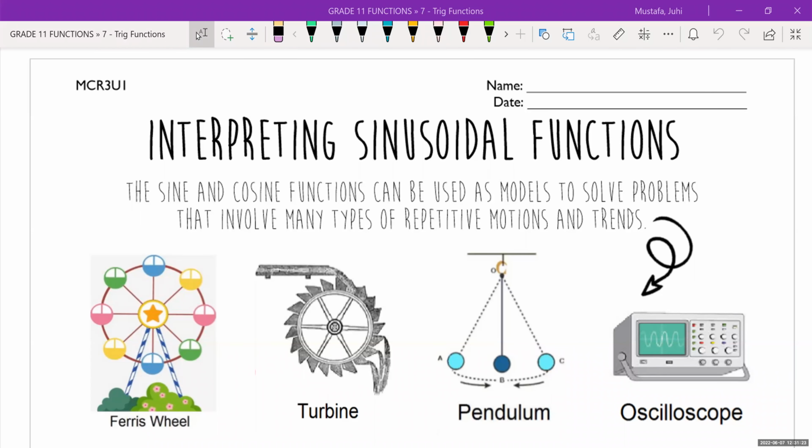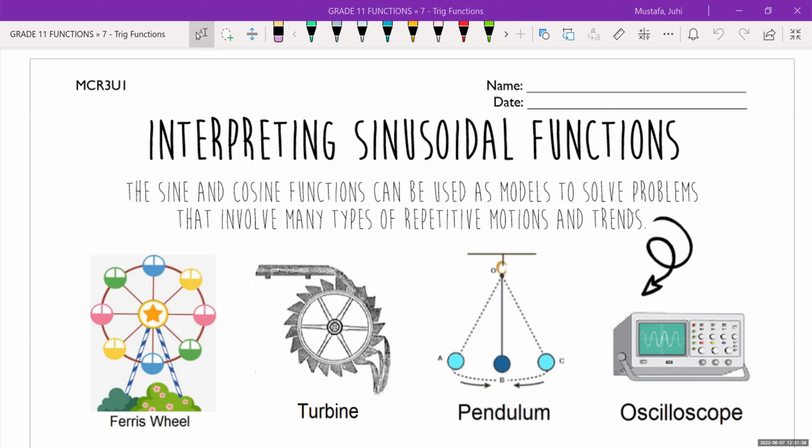Right, so for our unit on sinusoidal functions, I can see celebration over there, so I know you just passed. For our unit on sinusoidal functions, we're ready to start word problems, so that's what we're going to do today.